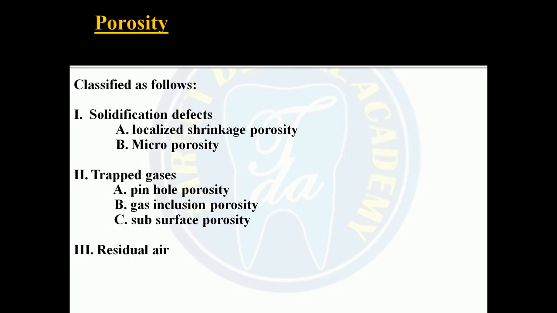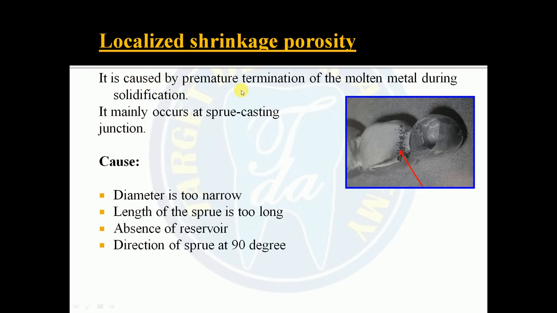Coming on to the local shrinkage porosity. It is caused by premature termination of the molten metal supply during solidification. It mainly occurs at the sprue casting junction. It was a question in your AIIMS exam: where does localized shrinkage porosity occur? Basically it occurs at the sprue casting junction. Can you see this? It is the porosity. Causes are: the diameter is too narrow, the length of the sprue is too long, absence of a reservoir, and placement of the sprue in the direction of 90 degrees.